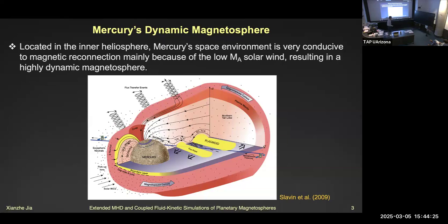So let's go to Mercury first. A very quick introduction of Mercury, just in case you are not very familiar with this environment. Now, this is the innermost planet and the smallest in our solar system. It is located, on average, at about 0.4 AU distance from the Sun.